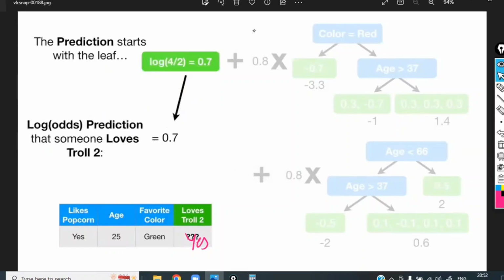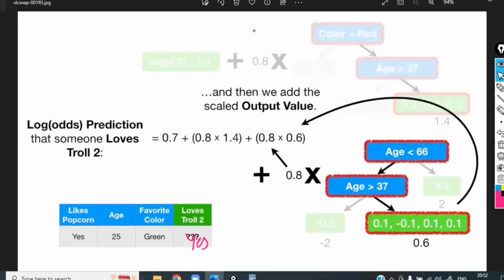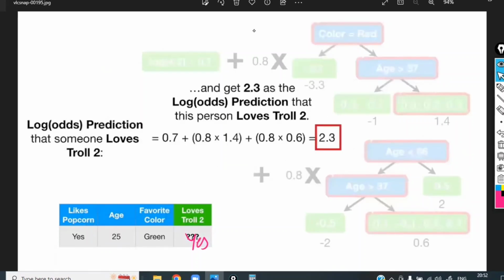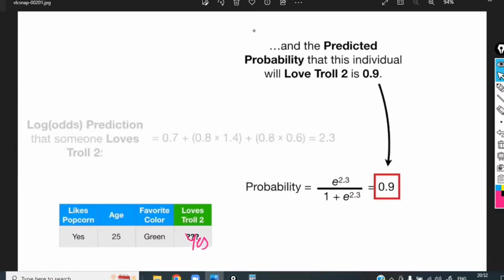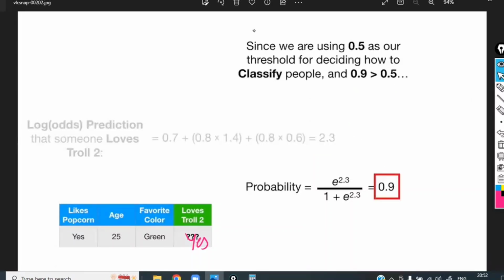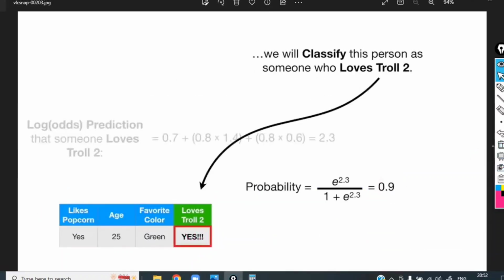So the same thing will be there here: 0.7 plus 0.8 into 1.4 plus 0.8 into 0.6, which is 2.3. We calculate the probability by substituting e to the power of 2.3 divided by 1 plus e to the power of 2.3, which is equal to 0.9. So since the value is greater than 0.5, the answer is yes. In this way, it is going to predict the answer. That is the way gradient boost works. Here I have shown you with n_estimators equal to 2, meaning by considering only 2 decision trees.